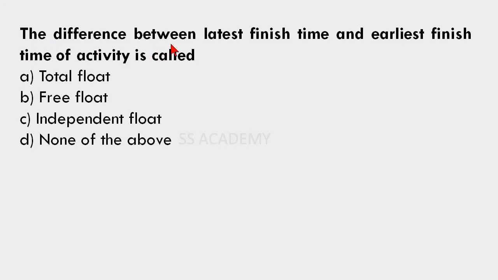The difference between latest finish time and earliest finish time of activity is called: total float, free float, independent float, none of the above. The answer is A, total float. The difference between latest finish time and earliest finish time of activity is called total float.